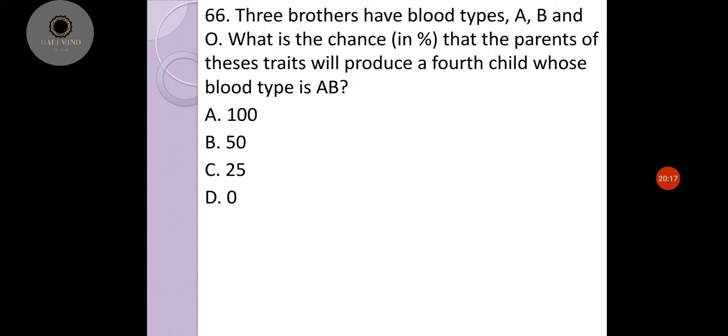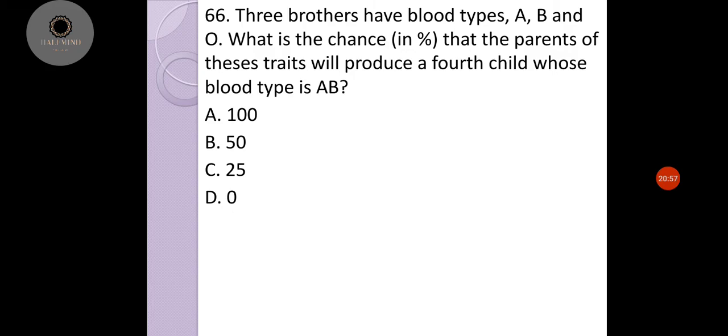66. 3 brothers have blood types A, B, and O. What is the chance in percentage that the parents of these siblings will produce a 4th child whose blood type is AB? A, 100, B, 50, C, 25, D, 0. Now, blood type groups are examples of multiple alleles, no? We are talking here about genetics. So, ABO blood groups are examples of multiple alleles.